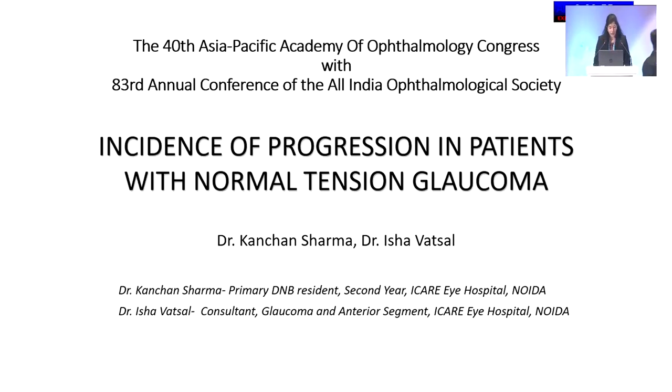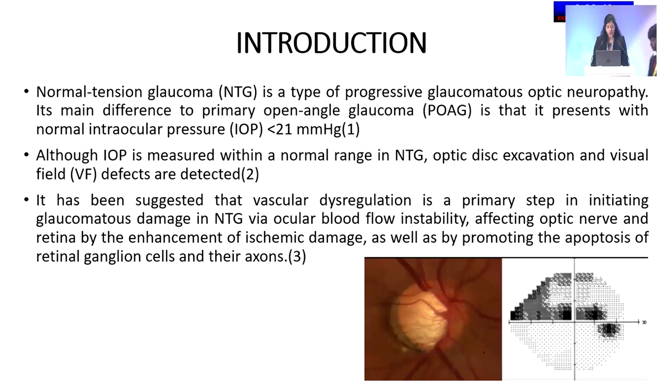So good morning, everyone. I'll be discussing the incidence of progression in patients with normal tension glaucoma. Normal tension glaucoma is a type of progressive glaucomatous optic neuropathy, and its main difference from primary open-angle glaucoma is that it presents with normal intraocular pressure, that is less than 21 millimeters of mercury. Although intraocular pressure is measured within a normal range, optic disc excavation and visual field defects are detected.